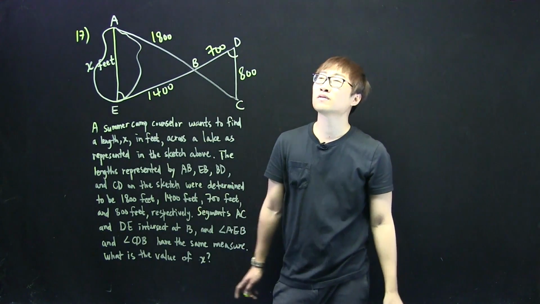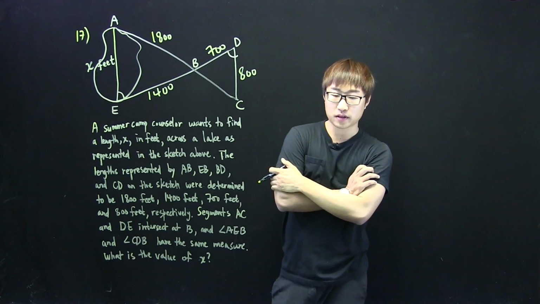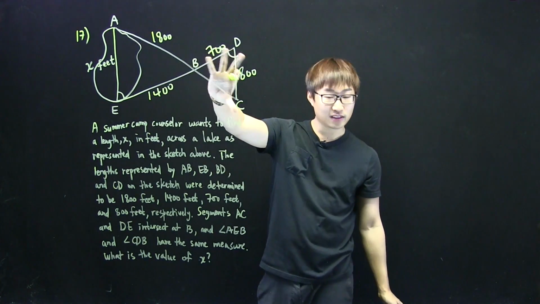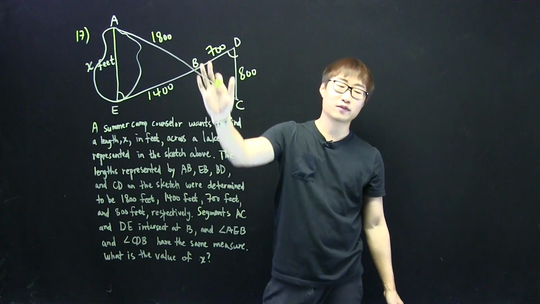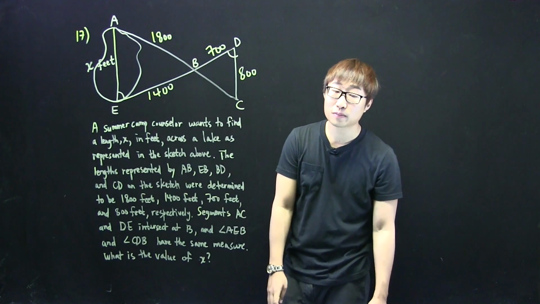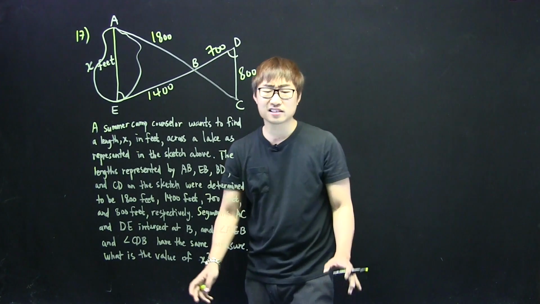Okay, so first of all, what do you guys see? I was marking the picture, and I see the 1,400 and 700. I see that right off the bat. It's probably a proportion problem, right? Let's just make sure, though.